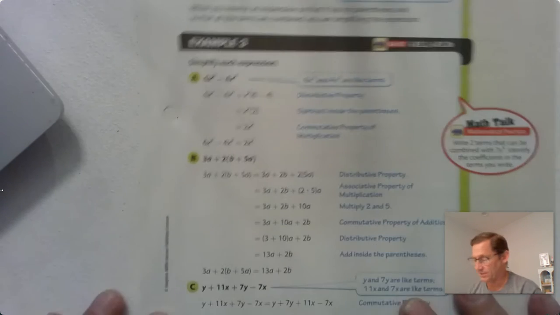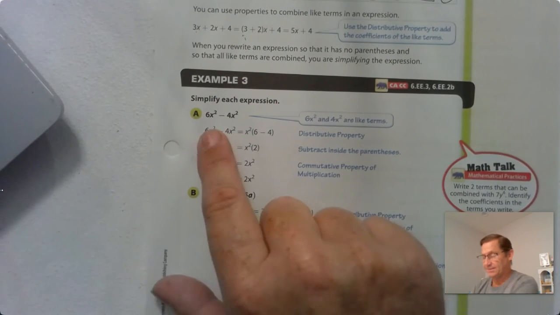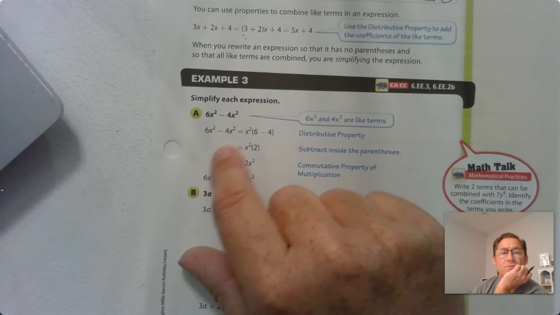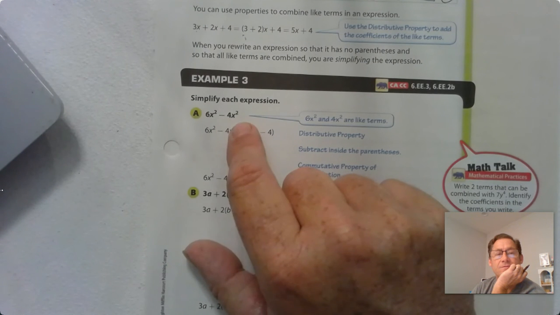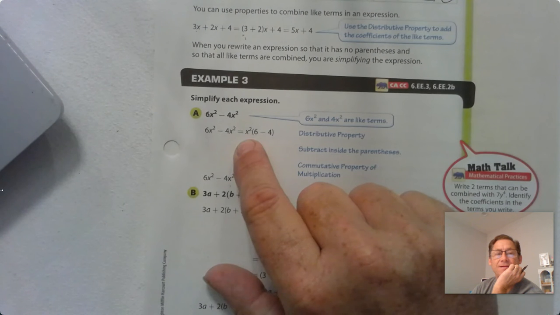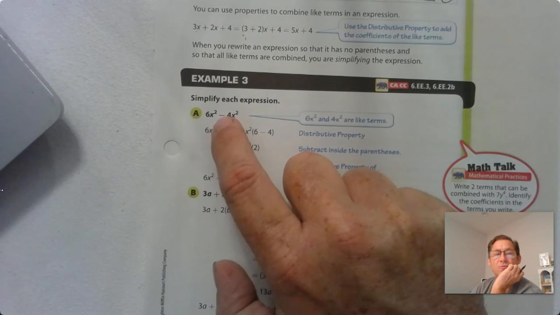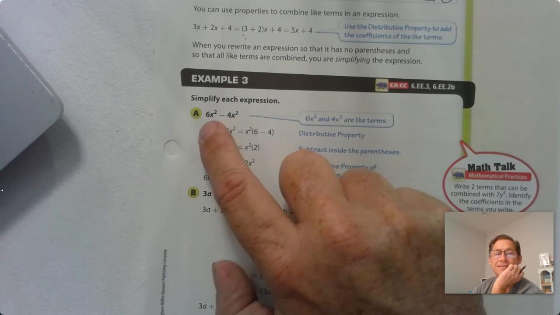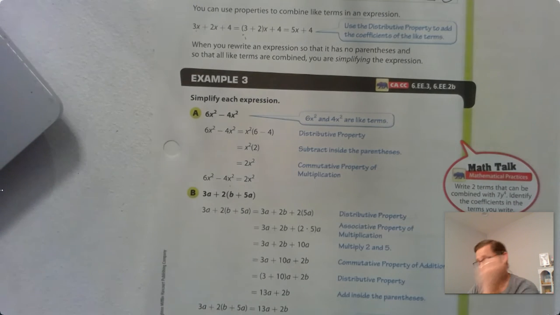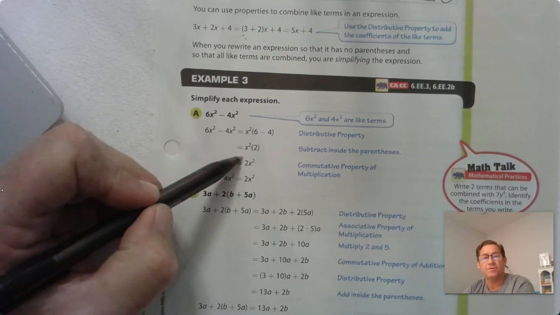All right, so let's look at some additional examples. Simplify each expression. 6x squared minus 4x squared. So we have a variable raised to the same power, x squared, and then we have 6 minus 4. So 6x squared minus 4x squared is the same as 6 minus 4 times x squared. All right, and then 6 minus 4 is 2, so we have 2x squared.